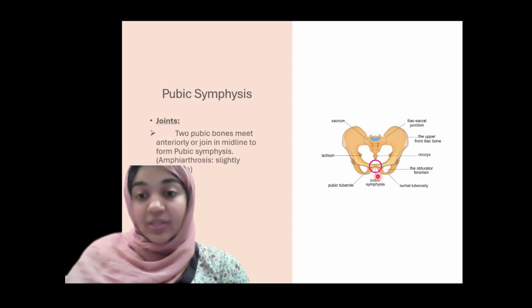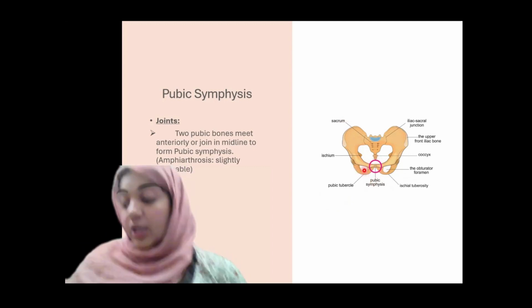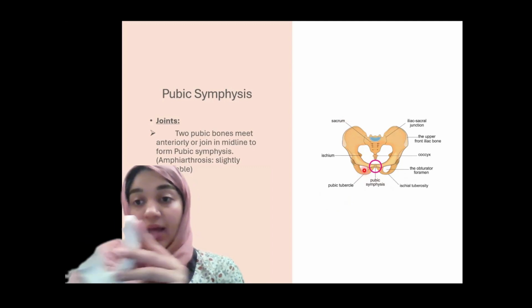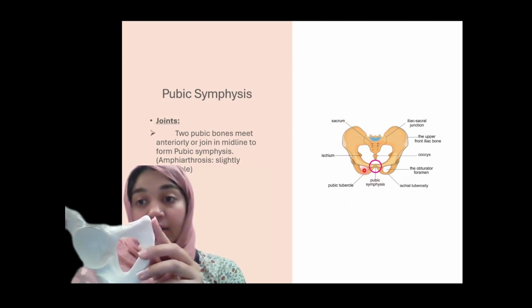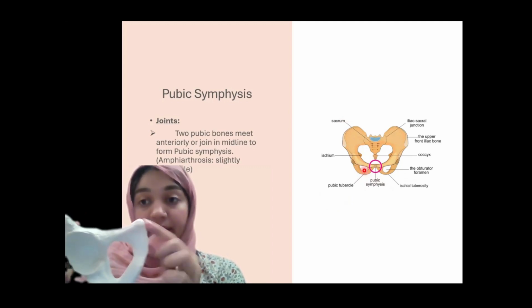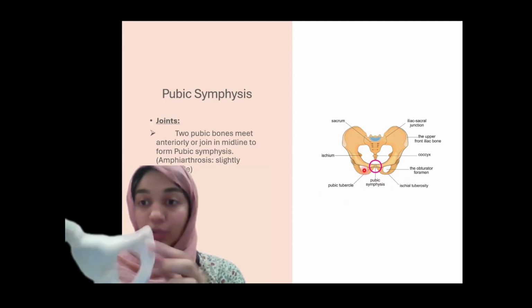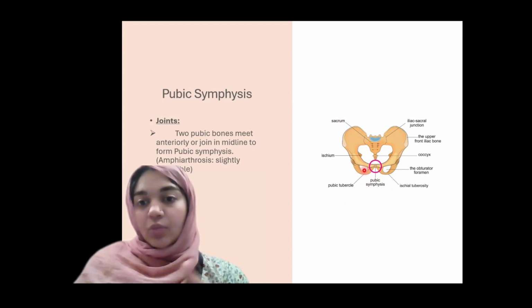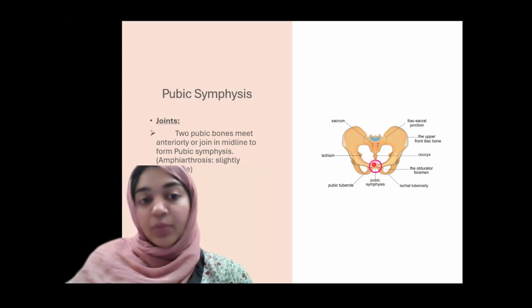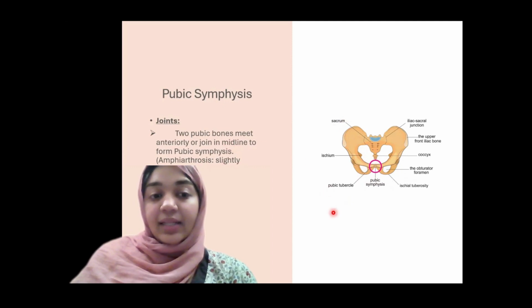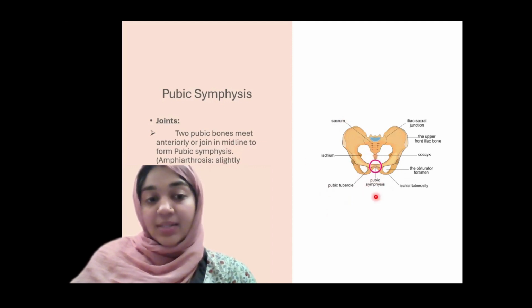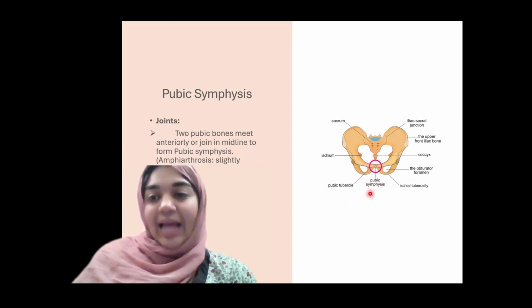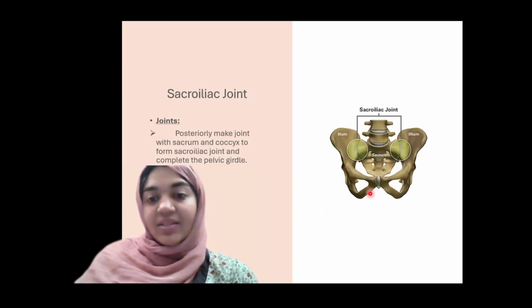Now we have the pubic symphysis. Look here. I told you that the two hip bones will unite anteriorly at the pubic tubercle of the pubis bone. I'll show you the pubic tubercle when we do the pubis. Anyways, both these bones will unite anteriorly to form the pubic symphysis. So anteriorly in the midline, the pubic symphysis is present. Again, it's a slightly movable joint. Now we have the sacroiliac joint.